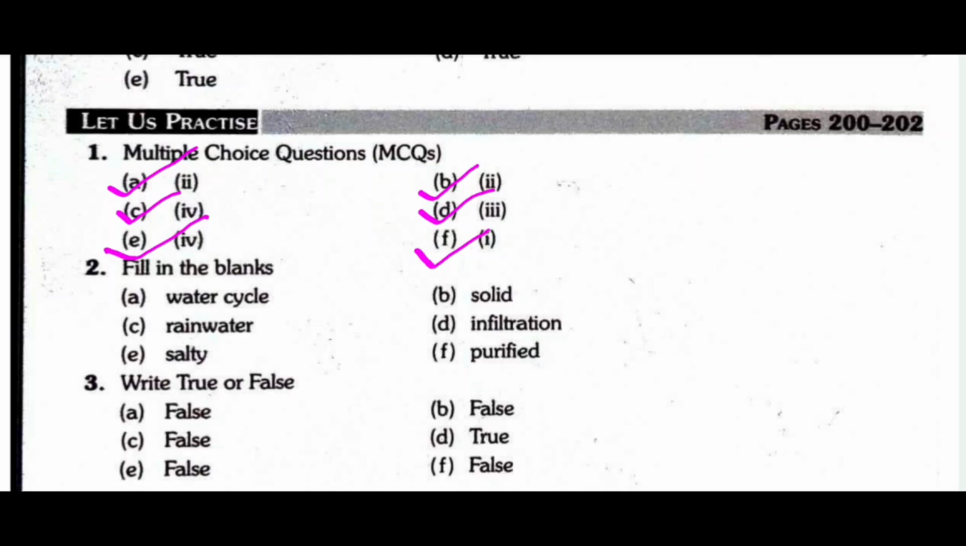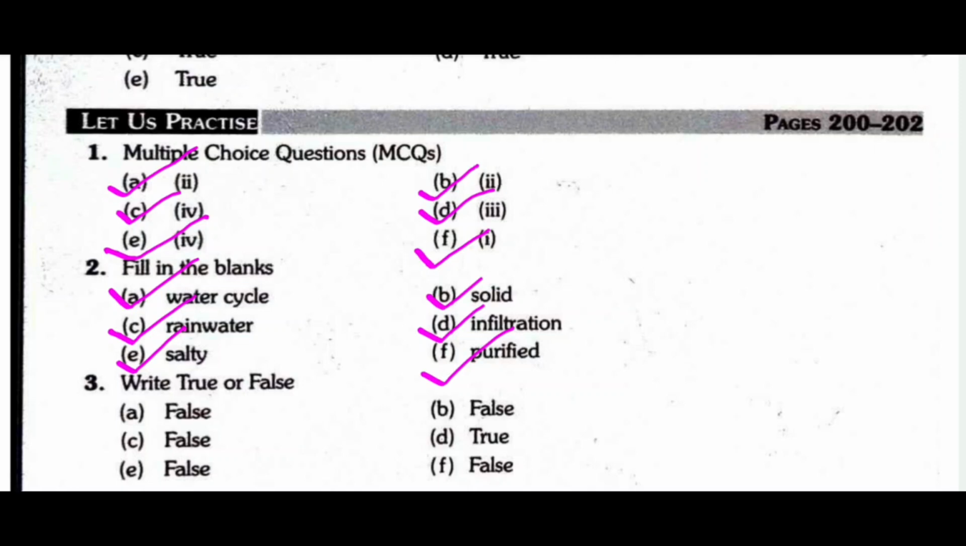Then come to the fill in the blanks. Water gets circulated between the earth and the atmosphere through the dash: water cycle. Snow and frost are examples of water existing in dash state in nature: solid state in nature. The main source of water on the earth is rainwater. Previously we read. The process of rainwater seeping into the ground is called dash: infiltration. Seawater is dash in taste: salty in taste. Water from lakes and rivers is dash before it is supplied to our houses: purified.